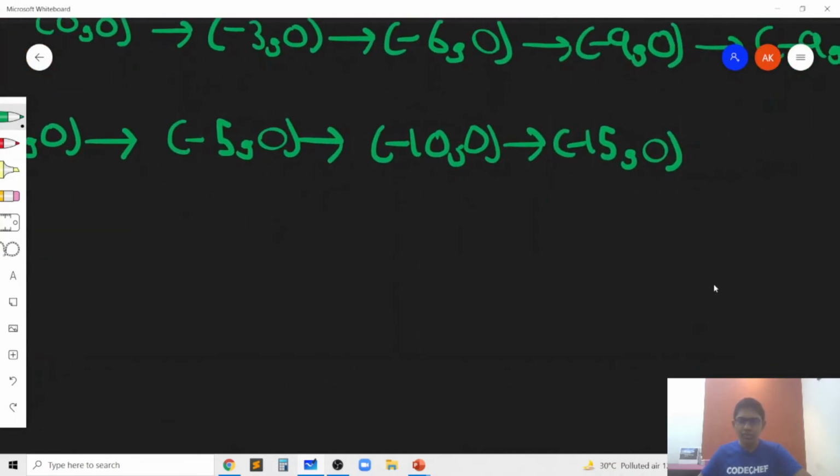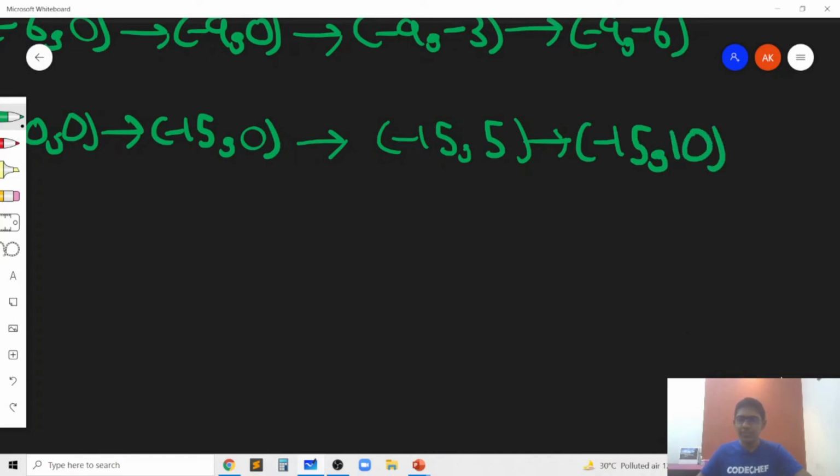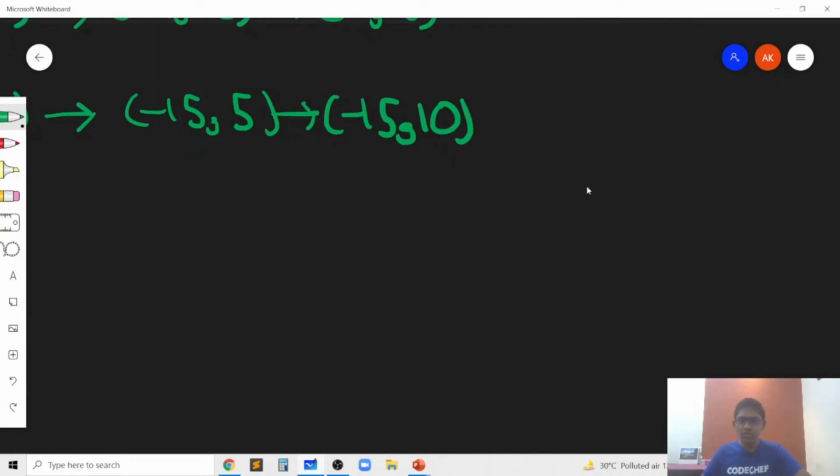However, if you try to simulate this process, you'll realize that 12 is not a multiple of 5. That's why when you try to increase the y coordinate, you will reach minus 15 comma 10. However, you won't reach the y coordinate to be minus 15 comma 12 because 12 is not a multiple of 5 and 12 lies between two multiples of 5. So that's why you will never be able to reach 12, and that's the general idea.